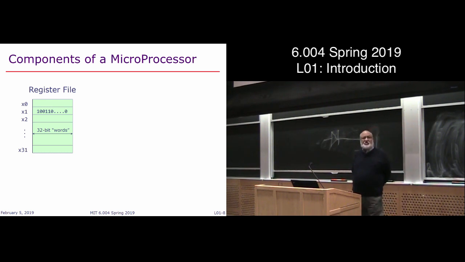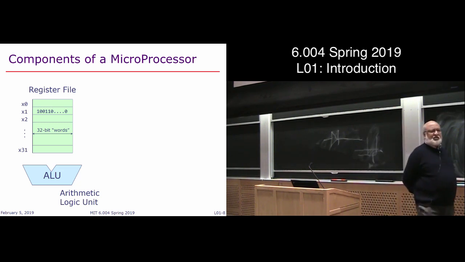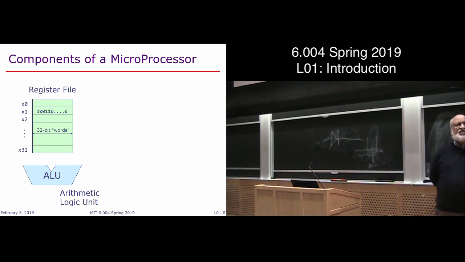And what happens is this is connected to a device called the ALU, or Arithmetic Logic Unit. This is the device that knows how to perform binary operations. So if you give it two numbers, it knows how to add them. You can do logical operations, you can do comparisons, relational operators on this. So you give it two numbers, it produces a number.